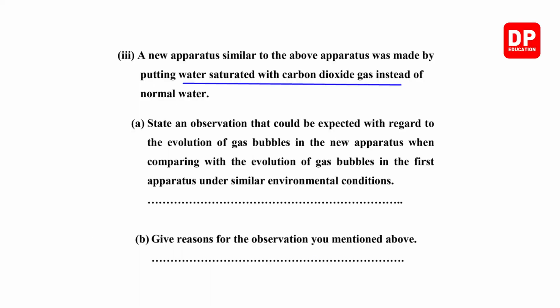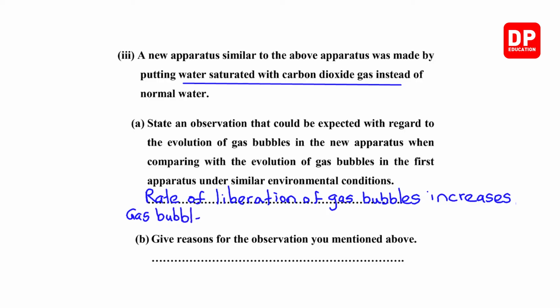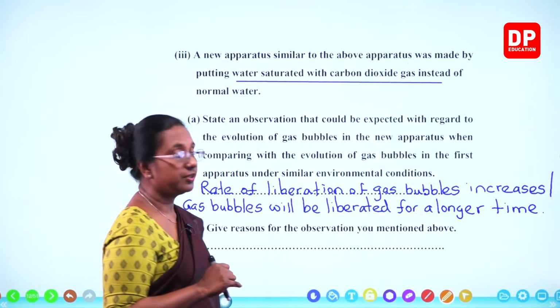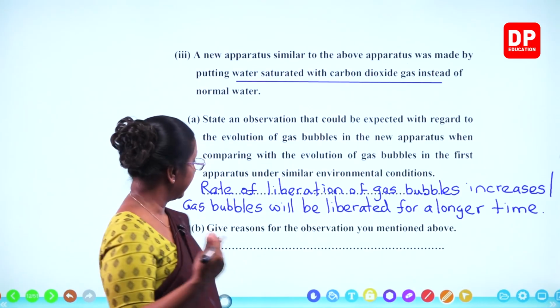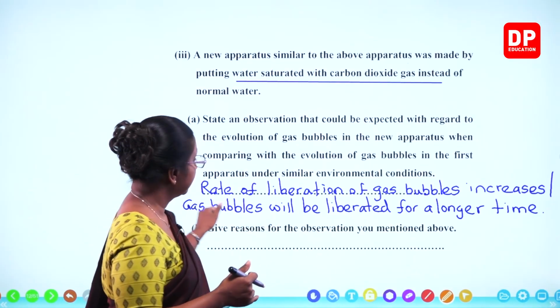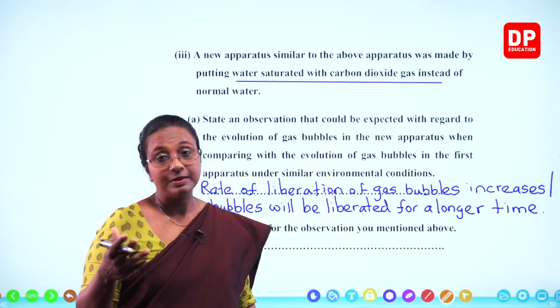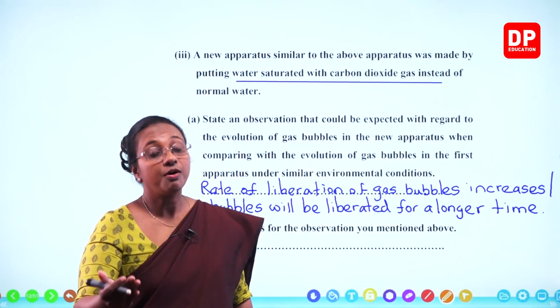So first one, rate of liberation of gas bubbles increases, or you can say gas bubbles will be liberated for a longer time. So you can write one of the two observations. Either there will be more gas bubbles liberated, the rate at which the gas bubbles are liberated will be higher, or else there will be liberation of gas bubbles for a longer period of time. Either way, there is more photosynthesis taking place, or for a longer time.